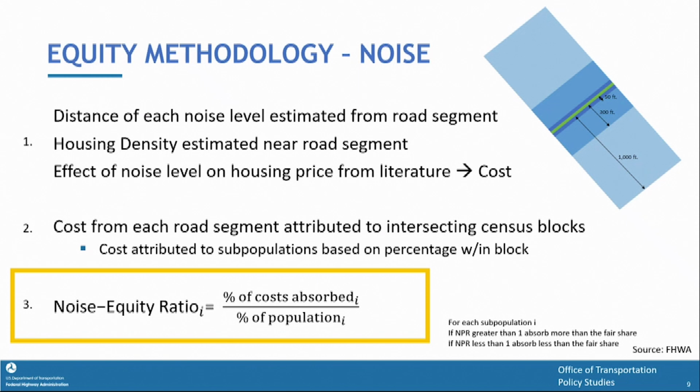Then we use the ACS data to look at the housing density near the road segment to estimate basically how many people are affected by that level of noise. Then, using the hedonic pricing literature on the cost of the noise reflected in the housing price, we can estimate the total cost from noise for each highway segment. Then we allocate it to different demographics based on the relative percentage within the intersecting census block group. So if a highway is intersecting a census block group with 20% non-white population, for instance, we would allocate 20% of the cost to the non-white population.